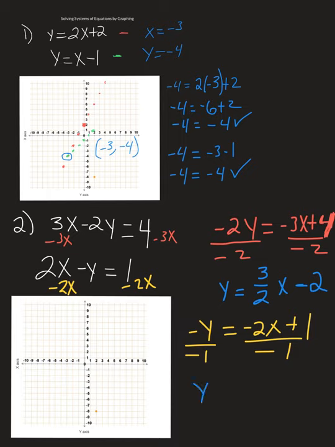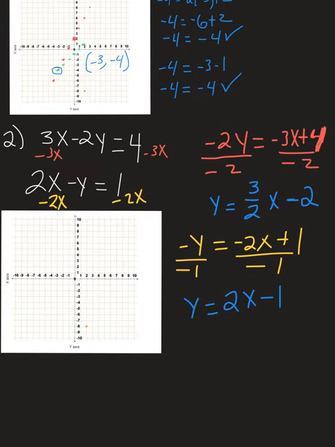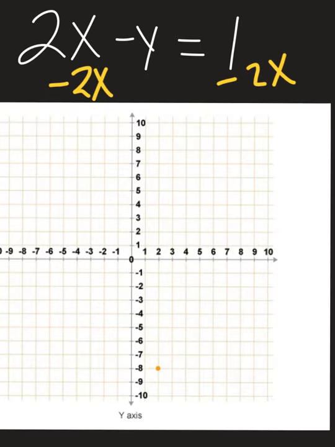We're going to get y equals 2x minus 1. Now, what we need to do with both of these equations is graph them. So we have y equals 3 over 2x minus 2. Our first step is we're going to graph our y-intercept, and we know that our y-intercept is -2.